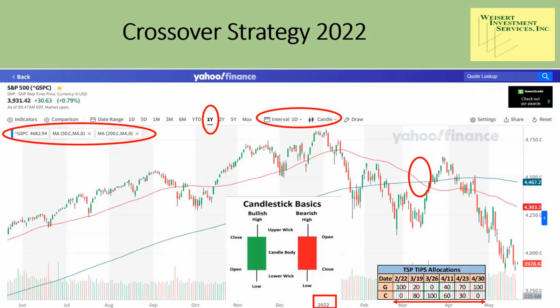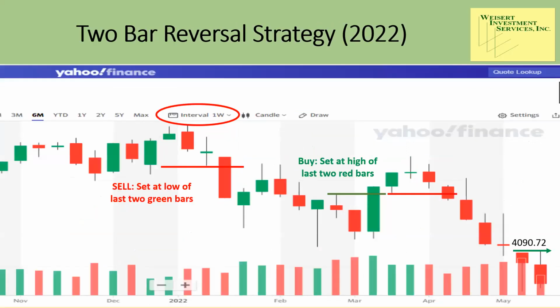Okay, so next slide, we're going to take a look at, besides the moving averages, what I call a 2-bar reversal strategy. Now, this is important because it signals a change in direction. And we usually use this as the initial signal for getting in on the bull side and getting out on the bear side. So you can see the previous chart had a periodicity of 1 day.